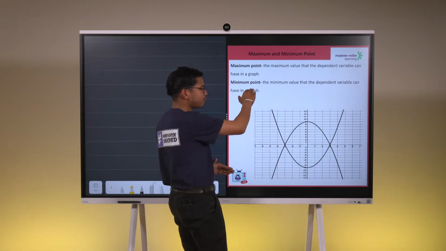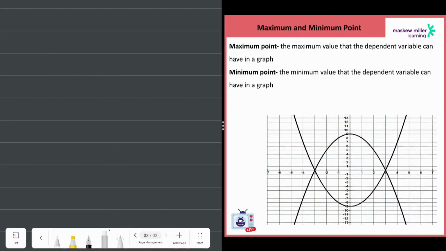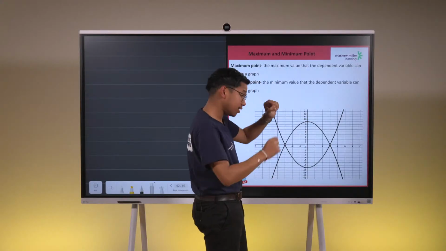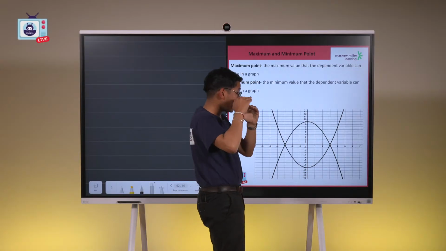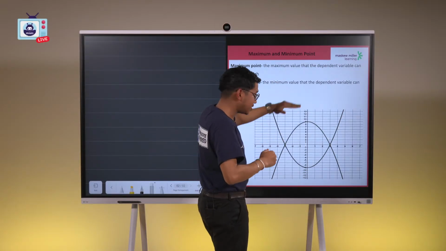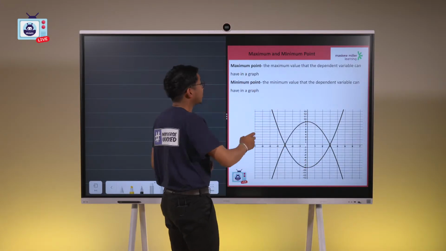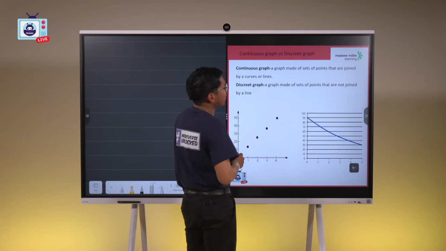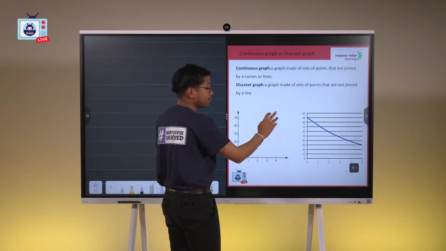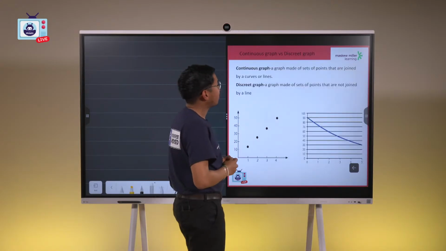And then the minimum point is just the opposite, the minimum value that a dependent variable can have in a graph. So if we look at the dependent variable, which is my y-axis over here, the smallest or the lowest number or the minimum value it is touching here is obviously -9. All right? Very important to understand. And then I think we're almost done with the information. Then we're going to go on to application.